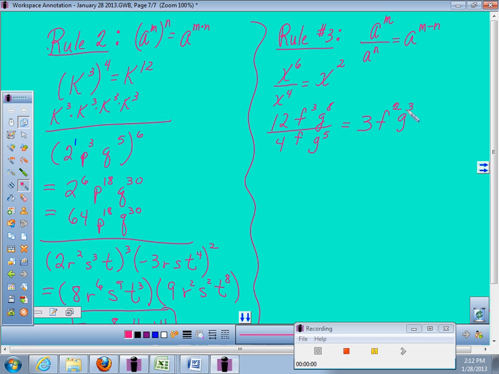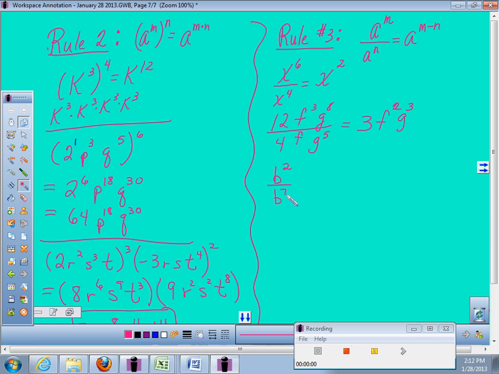And yeah, we just subtract them, it's no big deal. But a burning question should be coming to your mind. Well, what if this happens? What if I give you b to the 2nd over b to the 7th and the larger power is on the bottom?